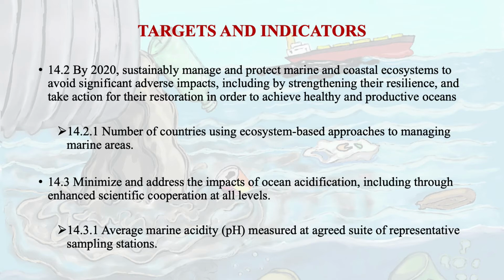To look into the progress of that particular target, the basic indicator is average marine acidity. When you talk about minimizing ocean acidification, obviously the indicator becomes marine acidity, measured at an agreed suite of representative sampling stations. So you have to identify some sampling sites across the ocean and look into the change in acidity, meaning pH.